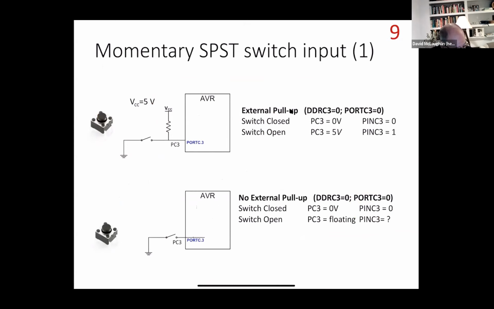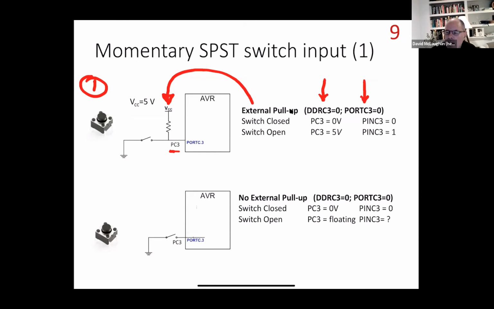Okay, so let's look at this one first. The situation where we have our switch and I have an external pull-up. I've installed an external pull-up resistor here. I'm going to be looking at what happens on pin 3. I've got my switch connected to pin C3. So that's pin 3 of port C. I will have set the data direction register associated with that pin to 0. That means it's going to be an input pin. I would have set the port pin for that pin, right?